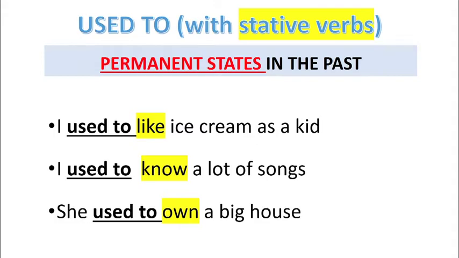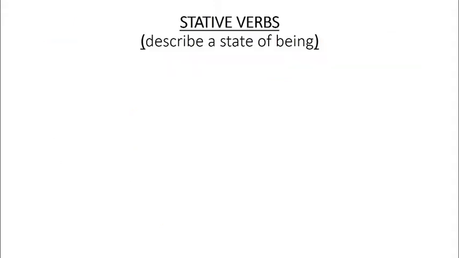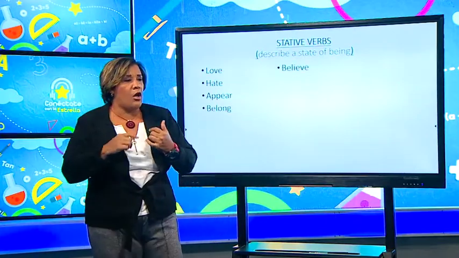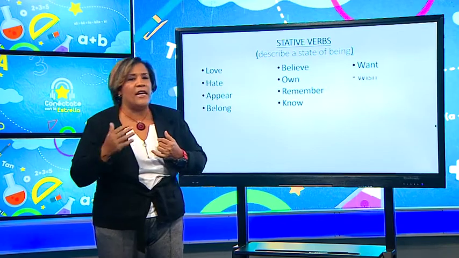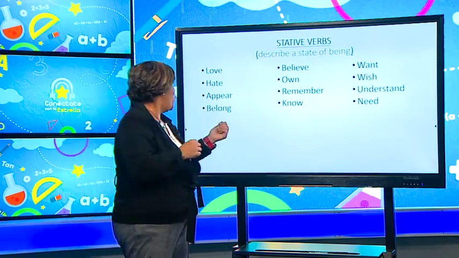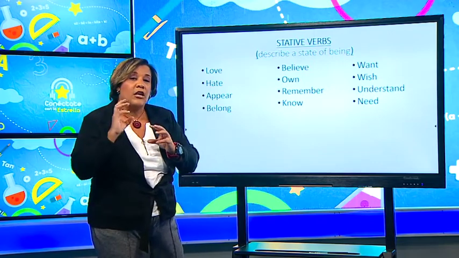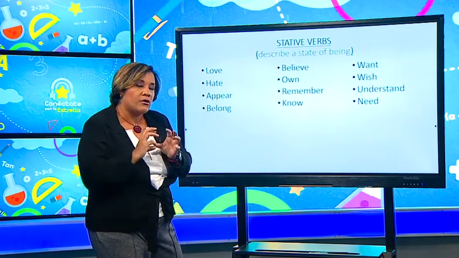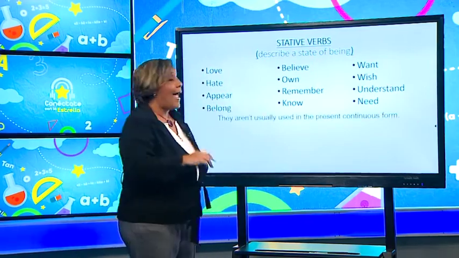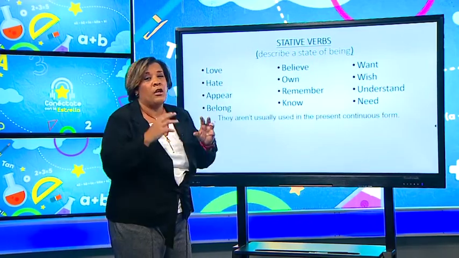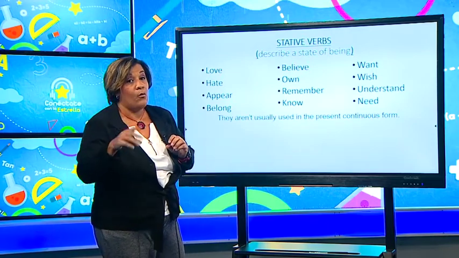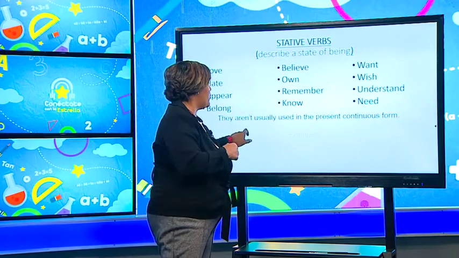And we did an example. We spoke a little bit about stative verbs. So these are the stative verbs: love, hate, appear, belong, believe, own, wish, understand, know. So these are stative verbs. They are usually used with used to, not with would. And these stative verbs are not used in the progressive form with the ing. We have some examples here.